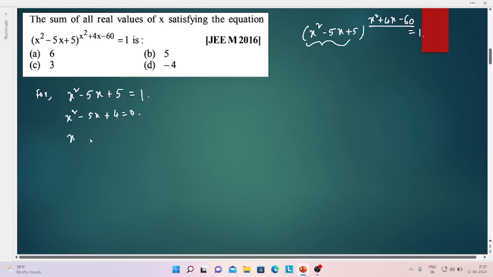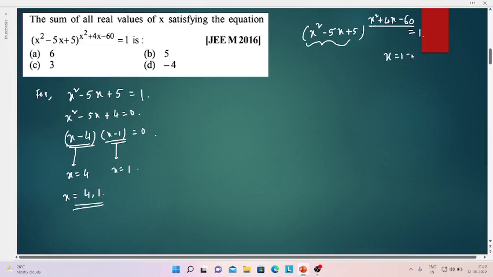So we can write this equation as x minus 4 times x minus 1 equals 0. So the roots will be either x minus 4 equals 0 or x minus 1 equals 0, right? If x minus 4 equals 0, we have x equals 4. If x minus 1 equals 0, we have x equals 1, right? So the values of x we have are 4 comma 1, right? Let me write down this particular thing.